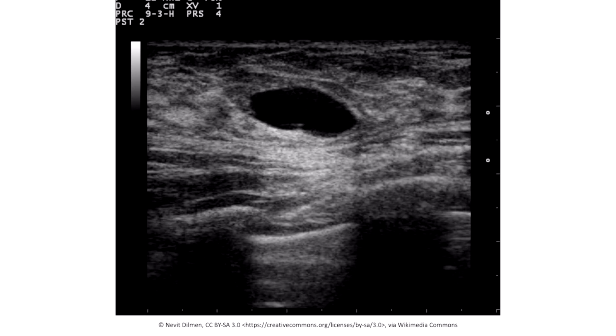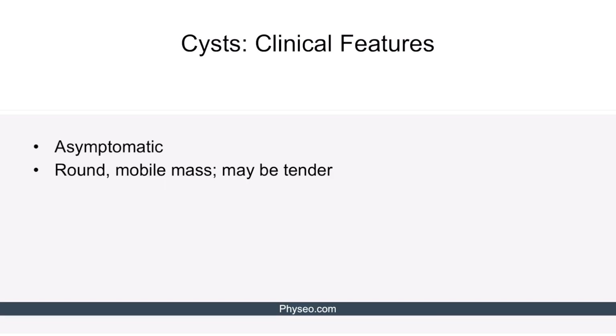Here's an ultrasound image of a simple breast cyst. Note that the cyst appears hypoechoic with thin, regular lining that characterizes a simple cyst. Patients are most commonly asymptomatic. They may also present with a round, mobile mass that may be tender to palpation.